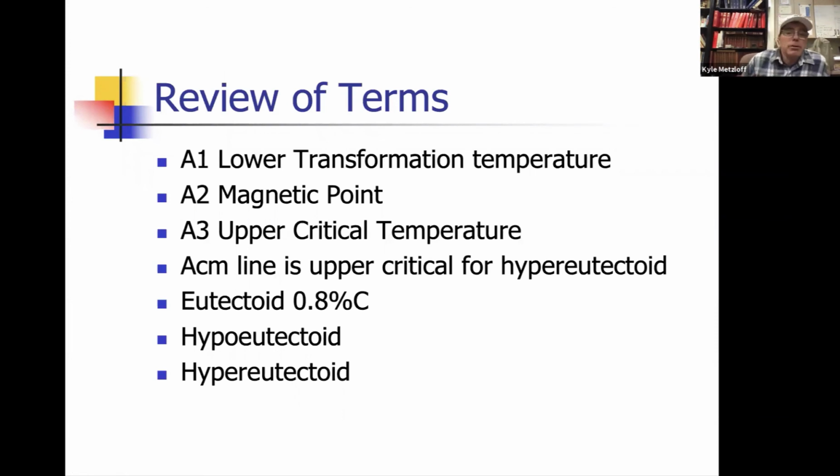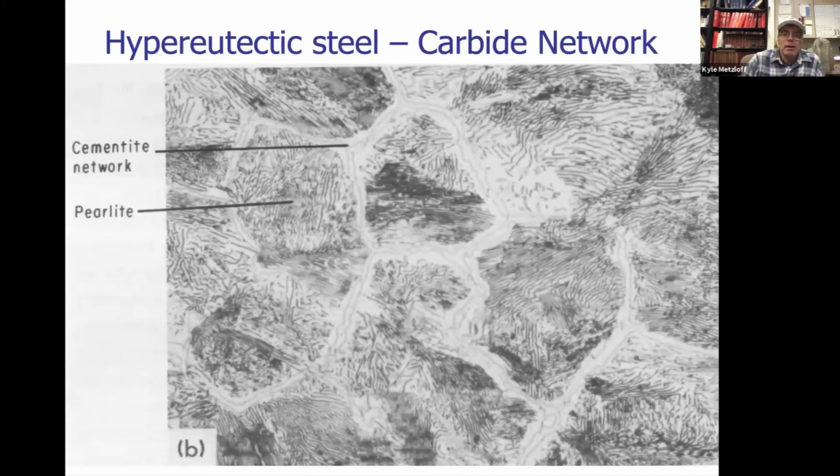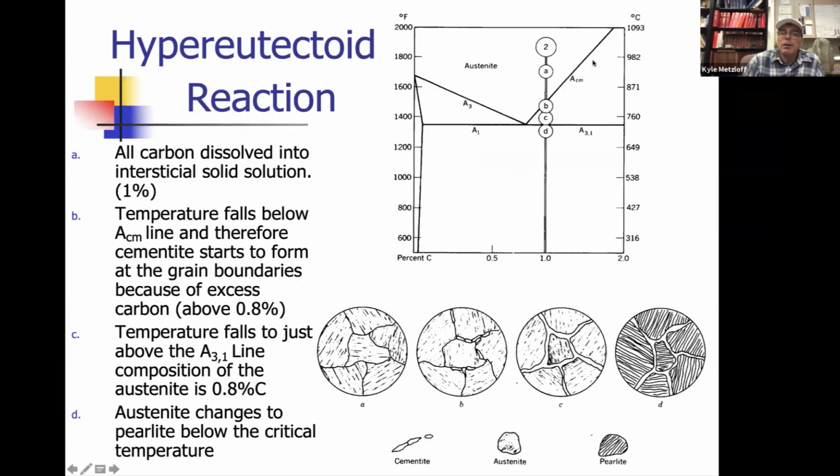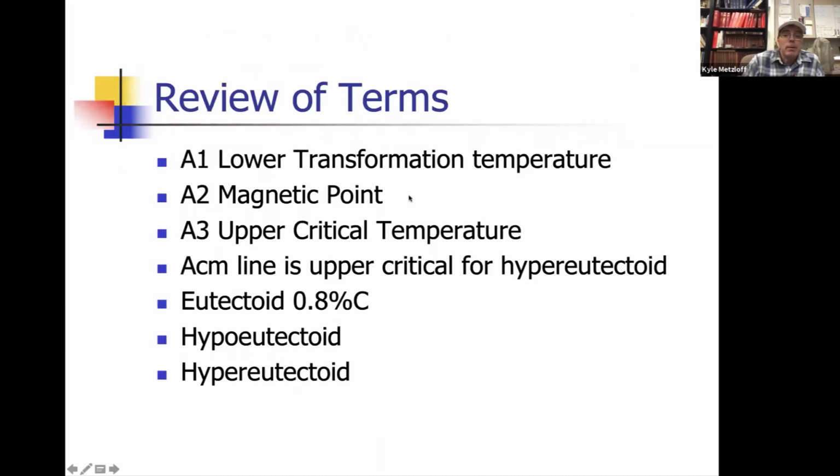Okay, so let's review some of the terms that we learned. The A1 is the lower temperature at which transformation occurs. A2 is somewhere in between, and A3 is that upper diagonal line, the upper critical temperature. ACM, let's go back and look here. The ACM is this line over here. That's when you're above 0.8%. It stands for cementite. And then the A1 and A3 lines come together, and they become the A13 line. Eutectoid happens at 0.8%. Hypoeutectoid means below 0.8%. Hypereutectoid means above 0.8%.